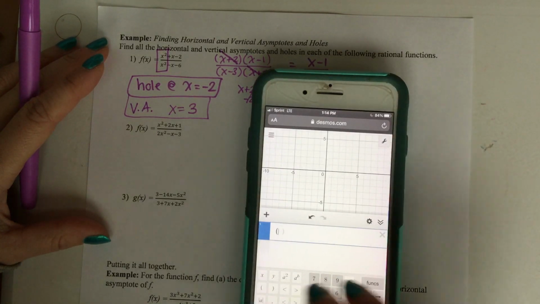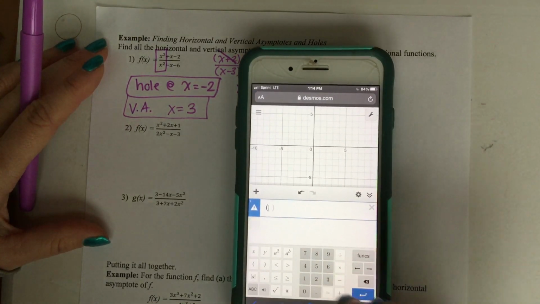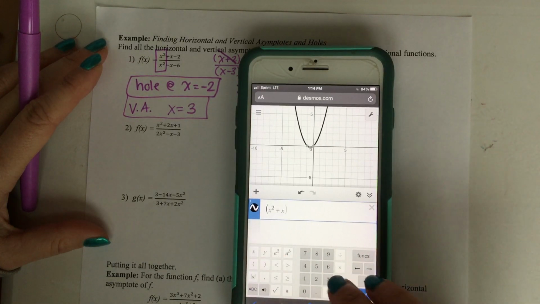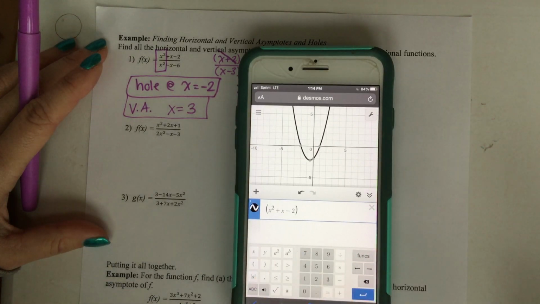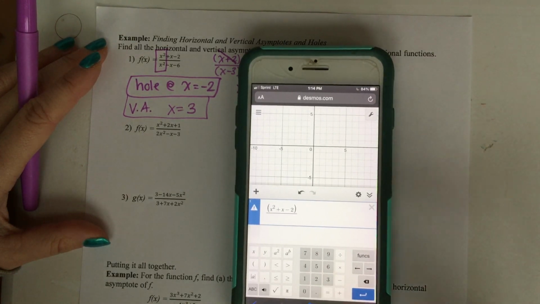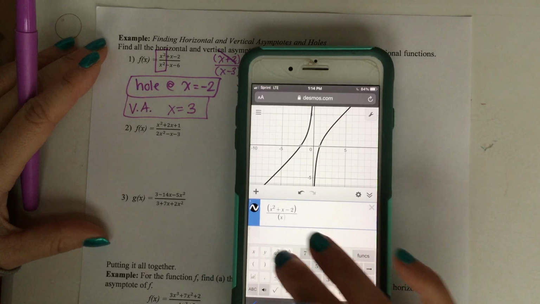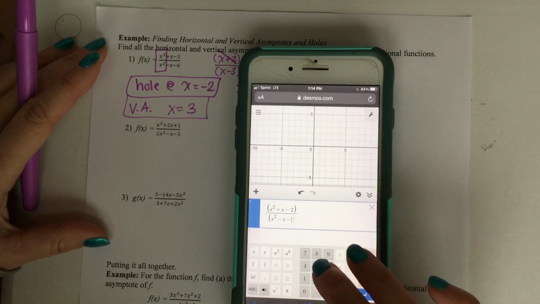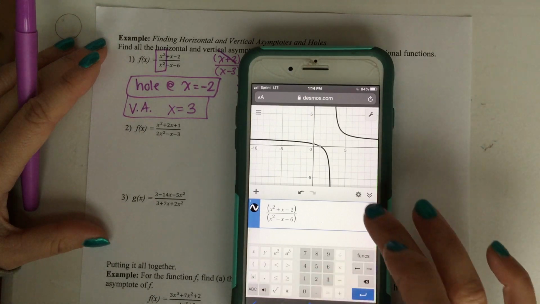All right, so when I go ahead and do this, you want to have parentheses. So it's x squared plus x minus 2. Now, Desmos knows, okay, that's the top. Divide. Now whatever I put in is going to be my denominator. X squared minus x minus 6. Now we want to check out what's going on.